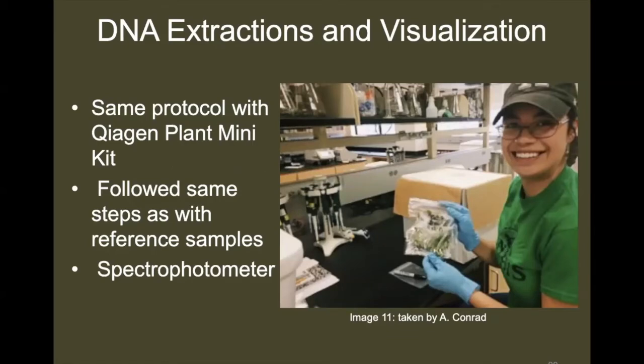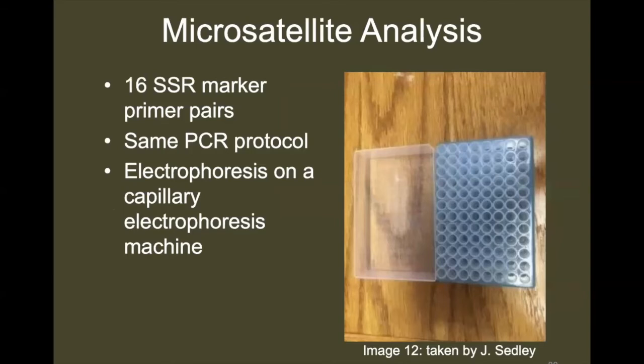Next slide. So we took these 16 polymorphic microsatellite primer pairs we identified from Objective 1 and used the same polymerase chain reaction protocol, just now only with 16 SSRs over 225 samples instead of testing all 84 across the 3 like we did in Objective 1. And then we did electrophoresis on a capillary electrophoresis machine.